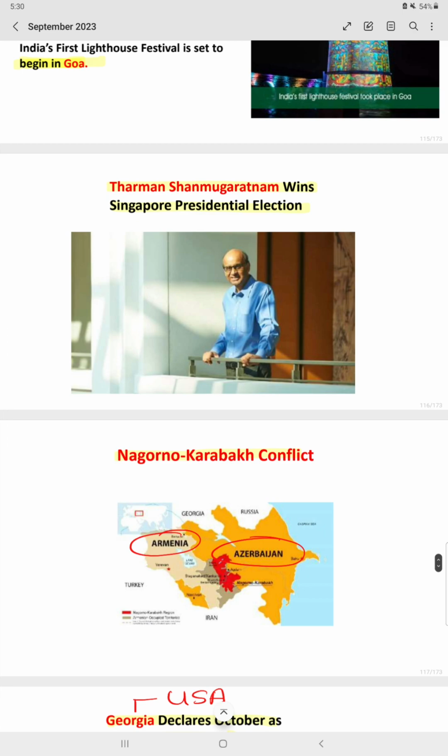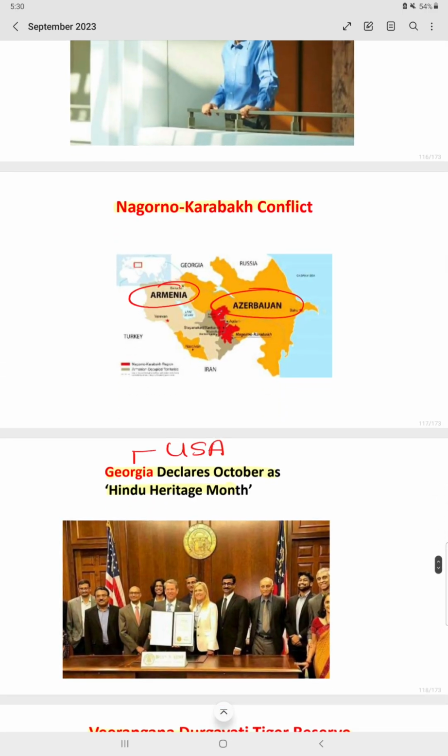Then the Singapore elections were also concluded. So who had won? Tharman Shanmugaratnam, something like that. Then we have the Nagorno-Karabakh conflict. This is a conflict between Azerbaijan and Armenia because of the land called Nagorno-Karabakh.